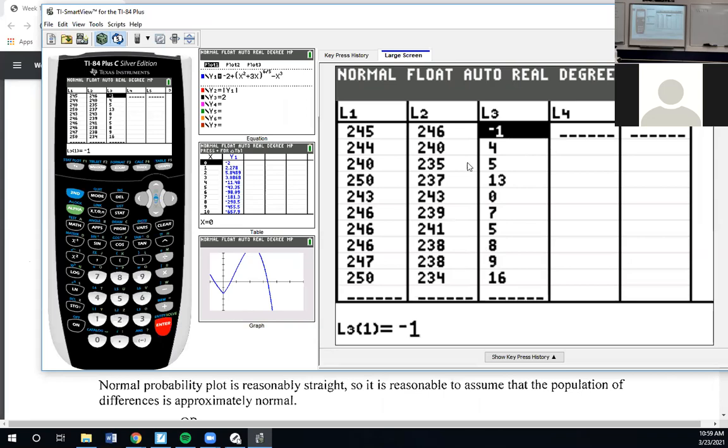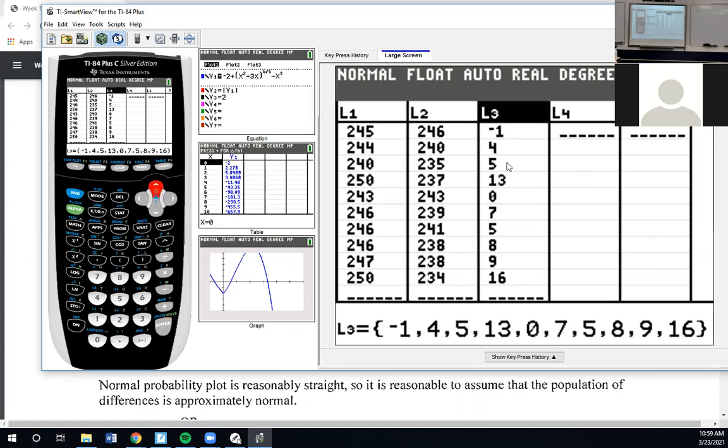This, to me, is a shorter way of doing it and making sure that there's not going to be any subtraction errors going on for you. So again, it's up in list 3. You're going to hit list 1 minus list 2.